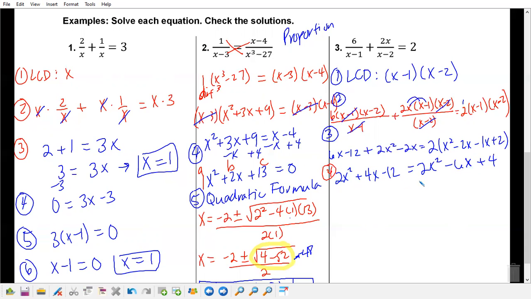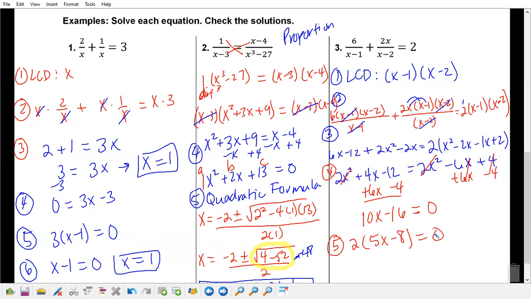Goal is to get one side equal to 0. I'm going to subtract the 2x squareds away. I'm going to add 6x and subtract 4. And that leaves me with 10x minus 16 equals 0. Step 5 is to factor. Factor out my 2, leaves me with 5x minus 8 equals 0.